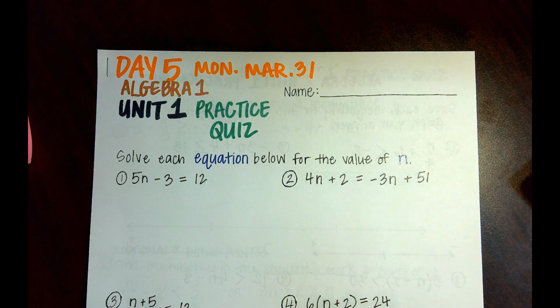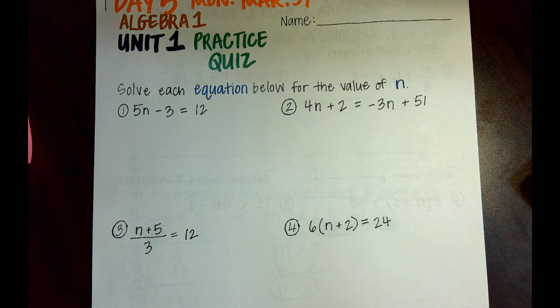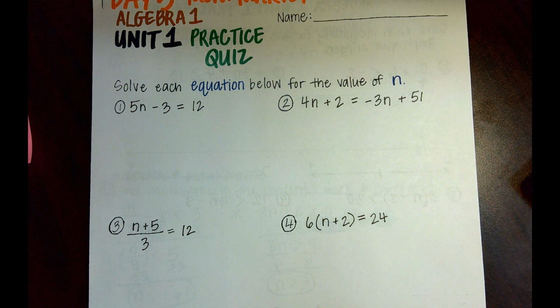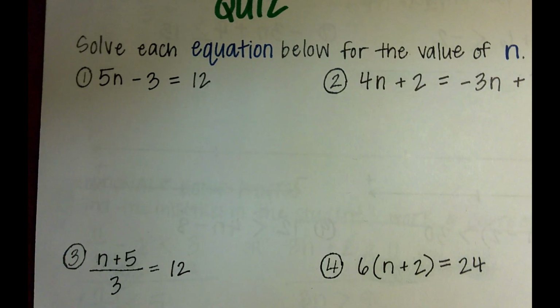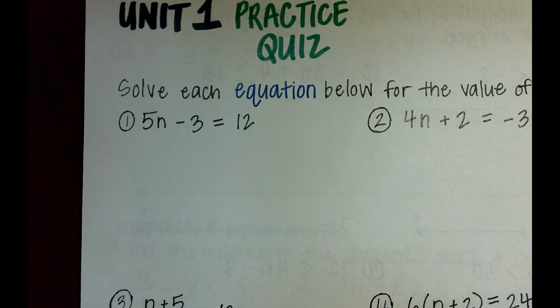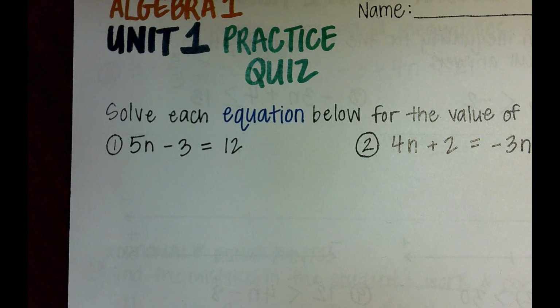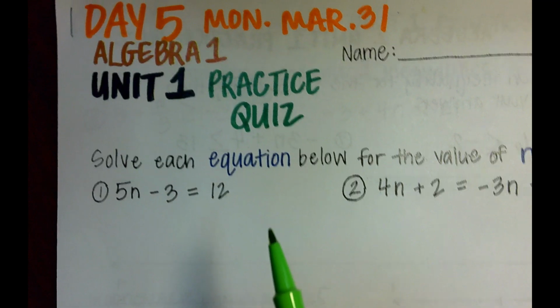Perfect. All right. So on our first page here, the first 4 questions are just equations that we're solving. You have a few 2-step equations, a few multi-step. Let's just start with number 1. 5n minus 3 equals 12. When I'm solving an equation, I'm thinking about operations. I have multiplication and division, I have addition and subtraction. Which operation should we be getting rid of first?